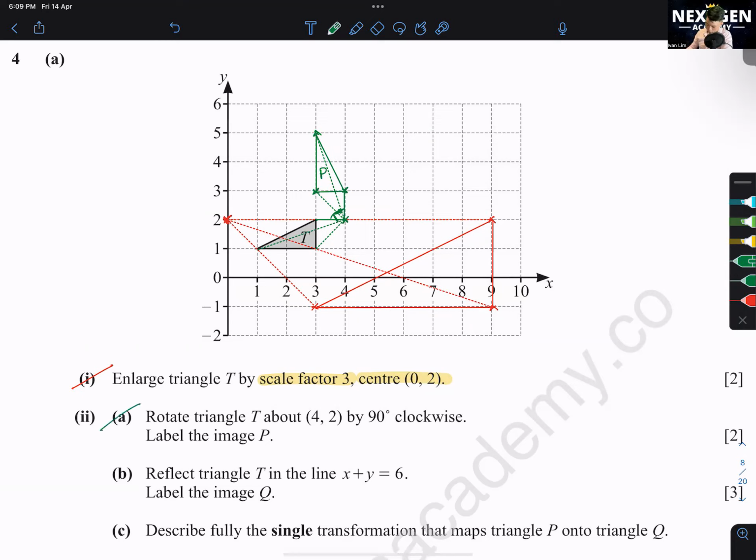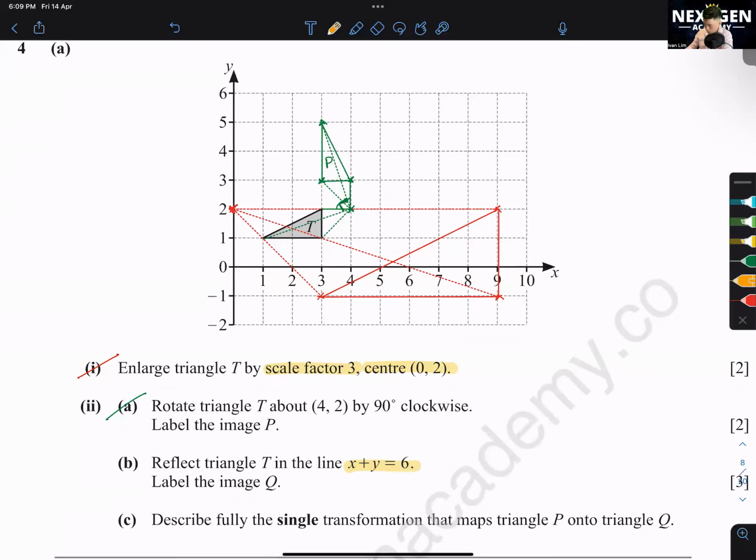Second one. Third one, reflect the triangle T in the line x plus y equals 6. Label the image Q. This one, we have to draw this line here first. So how to sketch a line? I'm going to use orange color for this. Number 1, sketch line. Easy way to do it is just find the x-intercept and y-intercept.